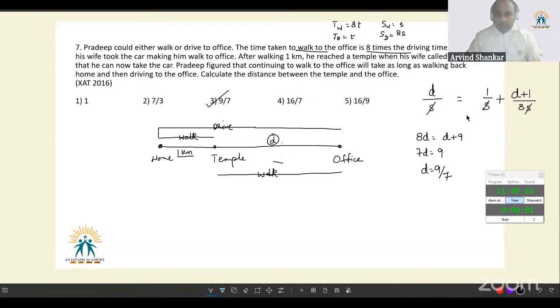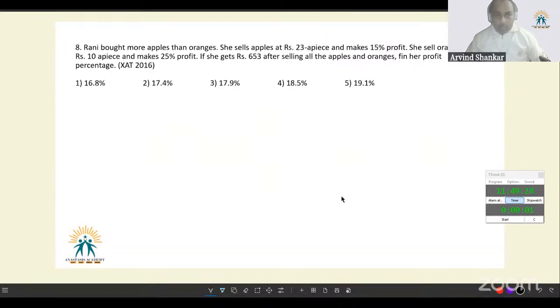Here, simply, even if you'd taken their walking speed as 1 and driving speed as 8, you had assumed some number, still you would have arrived at an acceptable, reasonable answer. That would not be a problem. Okay, next question. Please try this one. This will perhaps take you more than 3 minutes. I will be back shortly.